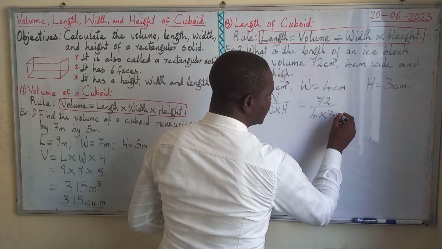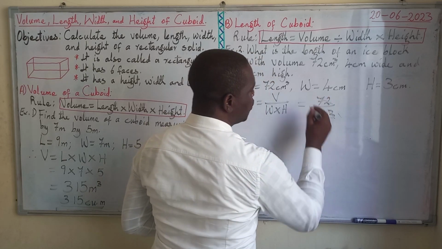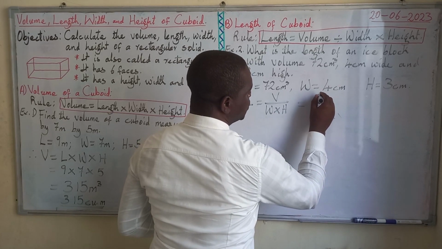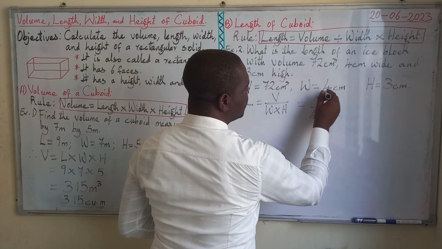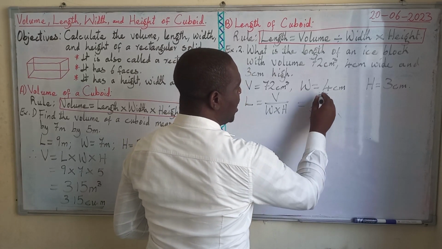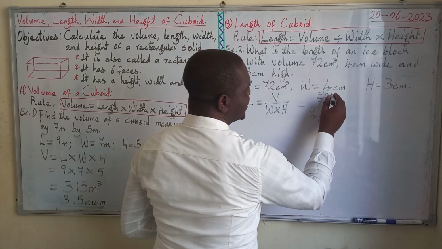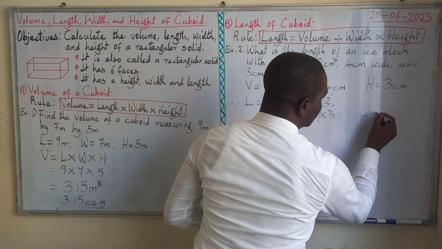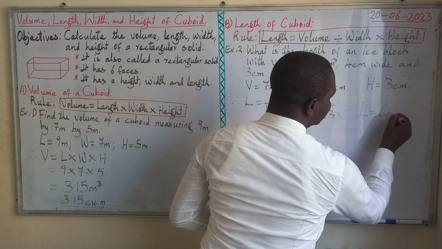3 can divide itself one time, and 3 can go into 72: into 7, first of all, 2 times, remainder 1, and into 12, 4 times. 4 can go into itself one time, and 4 can go into 24, 6 times. Therefore, length will be equal to 6 centimeters.